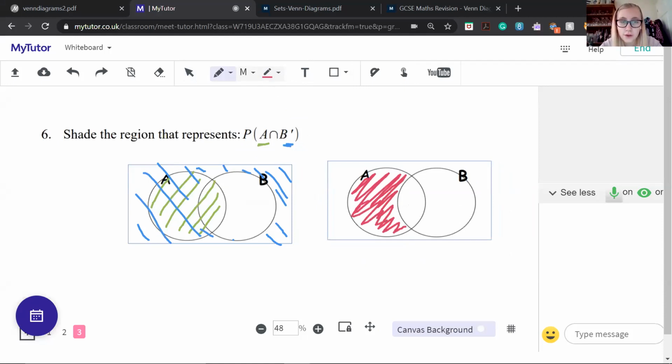I think a few of you got that as well. Oh, someone's just said, shouldn't the outside be green? No, because green is just A. So it's just everything that's in A.